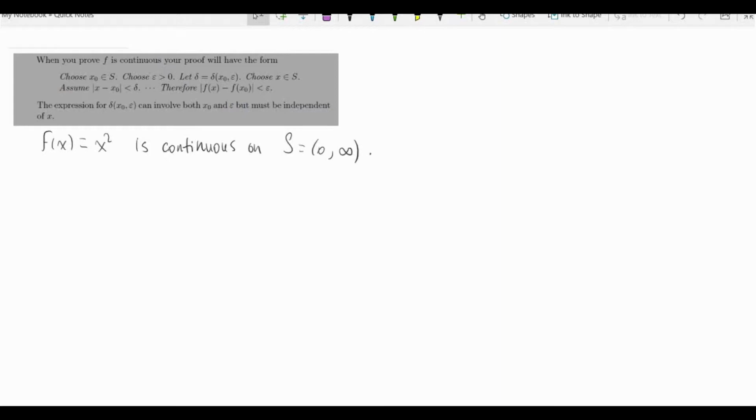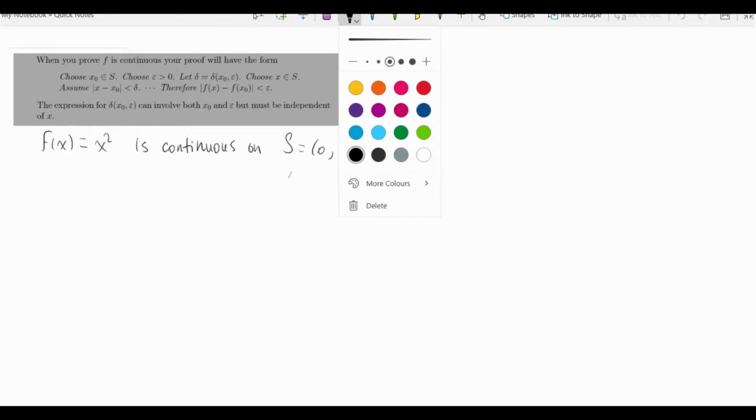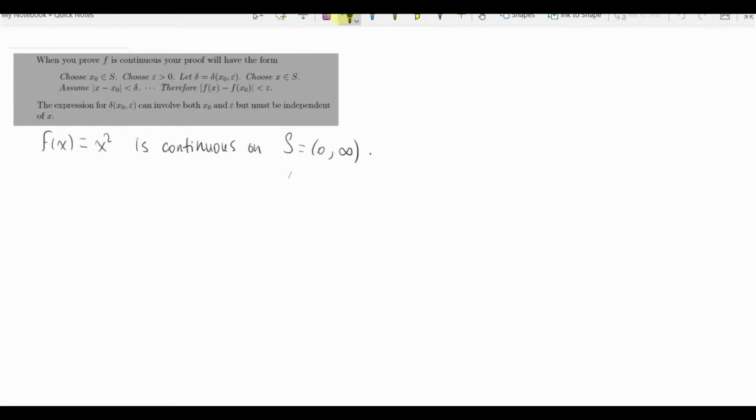Okay, before I get into proving that this function is continuous, it might be worth your while to pause the video and read the text inside the gray box, because it outlines sort of the process that we're going to use to show this in the first place.